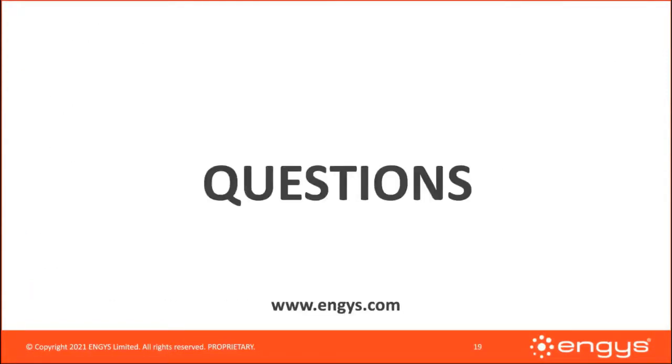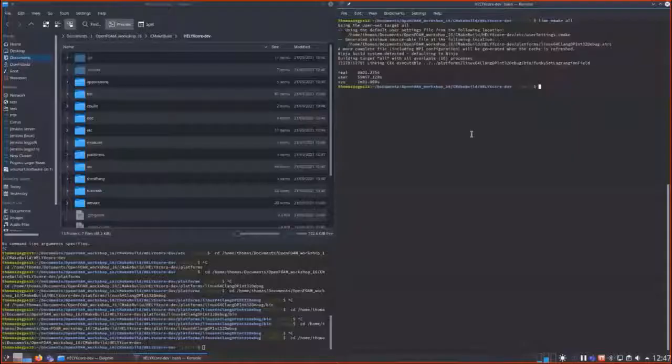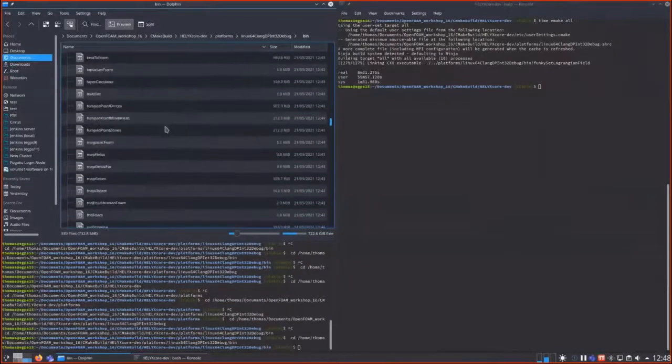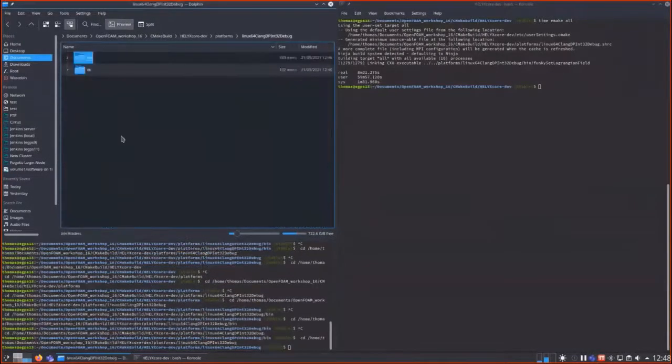Before we go on to the questions, let's check on the build we set off at the beginning of the talk. So it's finished. It took 8.5 minutes, and it has built all of Helix Core. If we go and look in platforms, we will find all of the binaries that we would expect to find from a full build.